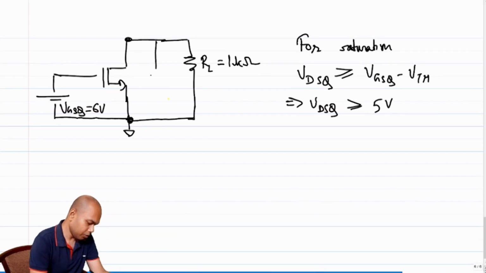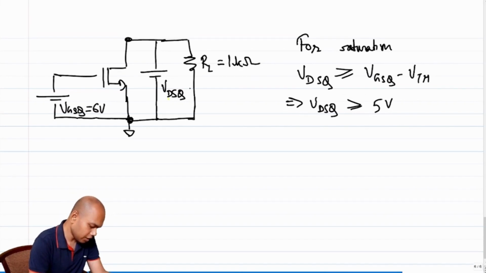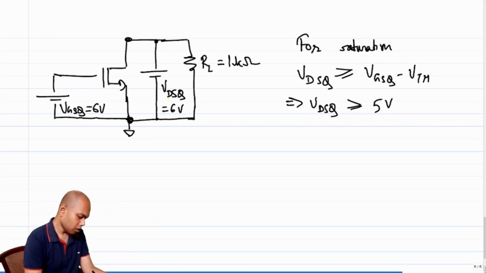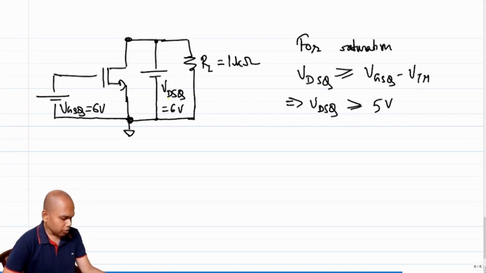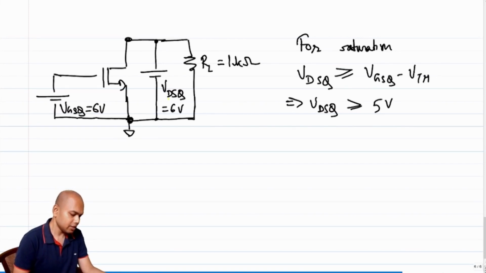I can put a battery between the drain and the source and say this is VDSQ, and let me choose a value of more than 5 volt. Let me choose 6 volts. So VDSQ equals 6 volt, which is greater than 5 volt. So do you think the transistor is in saturation? Clearly it is, because we are satisfying the condition of VDS being greater than VGS minus VTH.